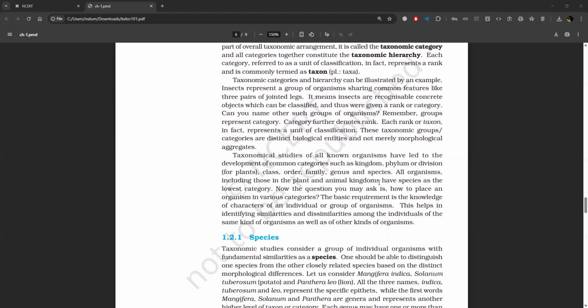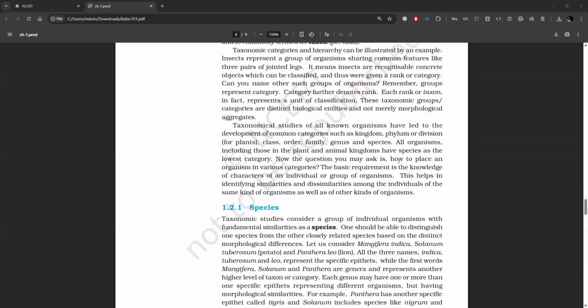Insects represent a group of organisms sharing common features like 3 pairs of jointed legs. It means insects are recognizable, concrete objects which can be classified and thus were given a rank or category. Can you name other such groups of organisms? Remember, groups represent category. Category further denotes rank. Each rank or taxon, in fact, represents a unit of classification. These taxonomic groups or categories are distinct biological entities and not merely morphological aggregates.